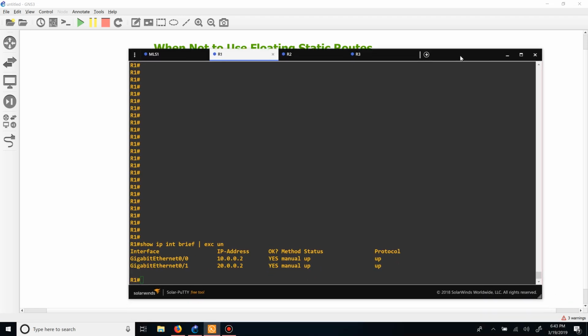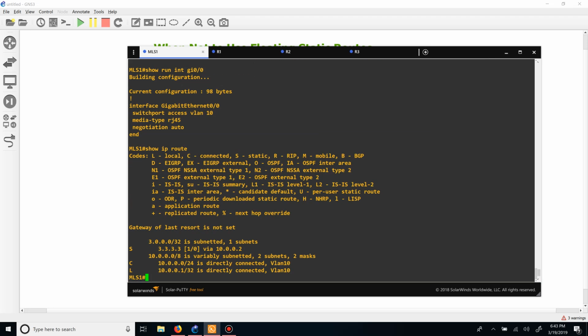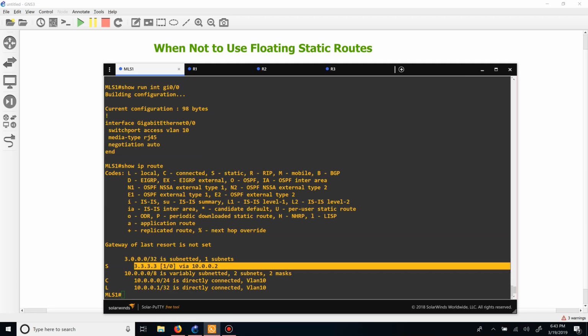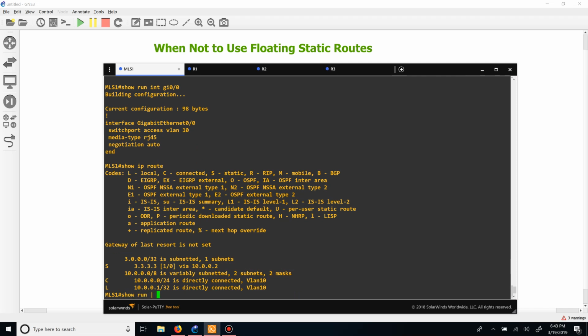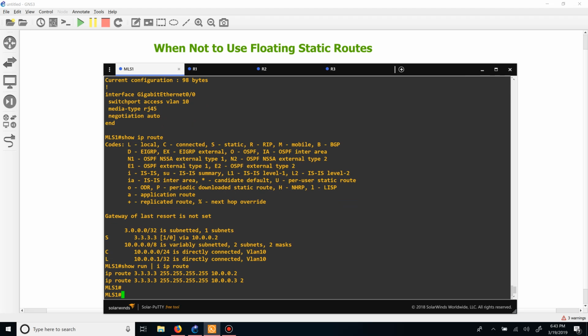Alright, so right now on switch 1, if we do show ip route, you can see that we can reach 3.3.3.3 via 10.0.0.2, which is router 1, via a static route. So if we do show run | include ip route, you can see that we have two routes. One has a normal AD of 1 for a static route, and one has a floating route with the AD of 2. So that means that only the one with the AD of 1 will be installed in the routing table, as you can see.